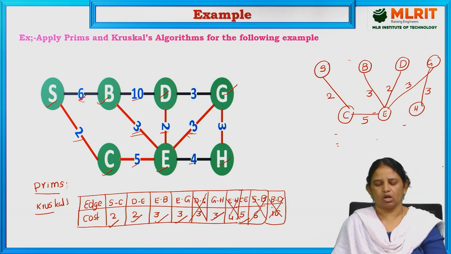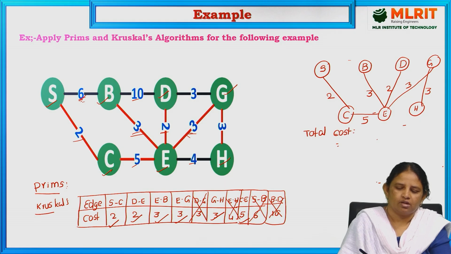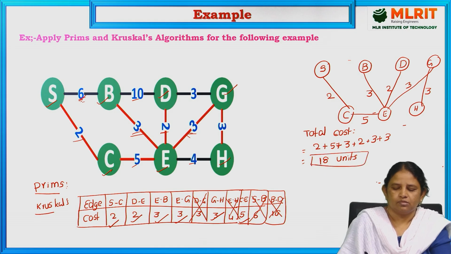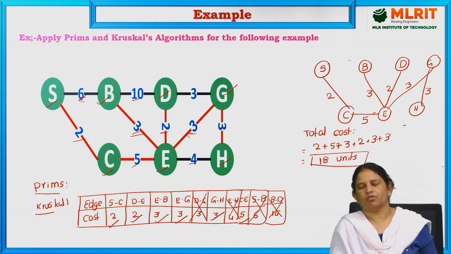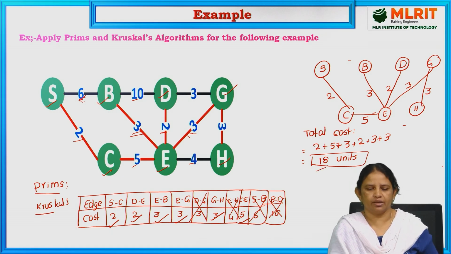What is the total cost of the spanning tree? 2 plus 5 plus 3 plus 2 plus 3 plus 3. That is equal to 5 plus 7, 10, 10 plus 6, 18, 18 units. The total cost of the spanning tree using Kruskal's algorithm is 18 units. In the case of Prim's also, we got the same solution.